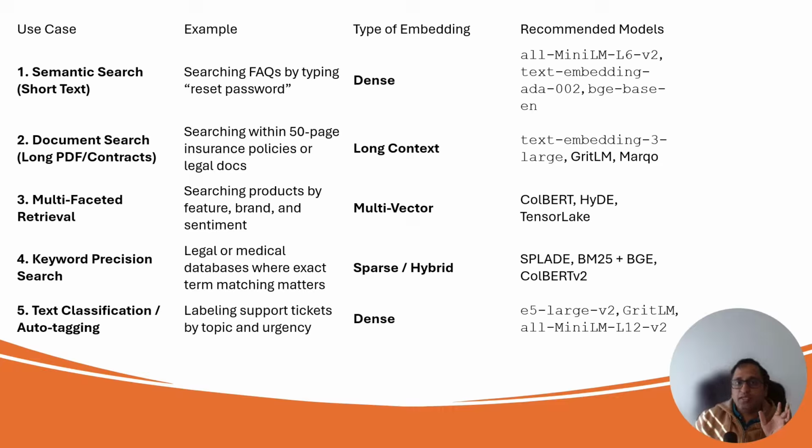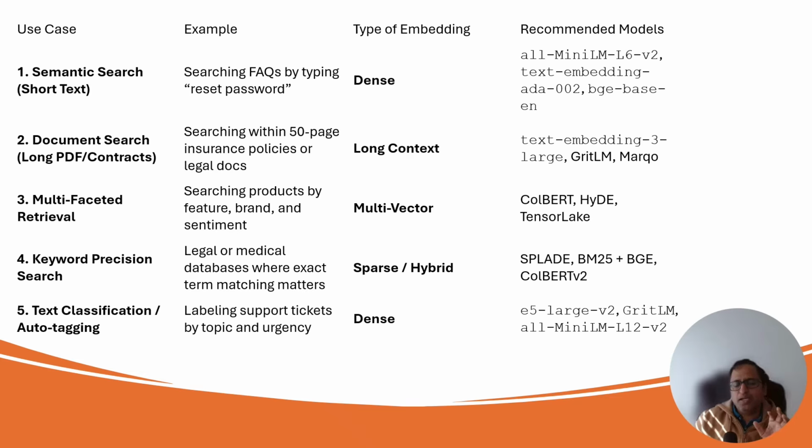So finally, if you're building something like auto tagging for support tickets, or classifying reviews by sentiment or topic, that's the typical text classification problem. So you just need an embedding that represents each input clearly and efficiently. So for this, again, dense embeddings work well.